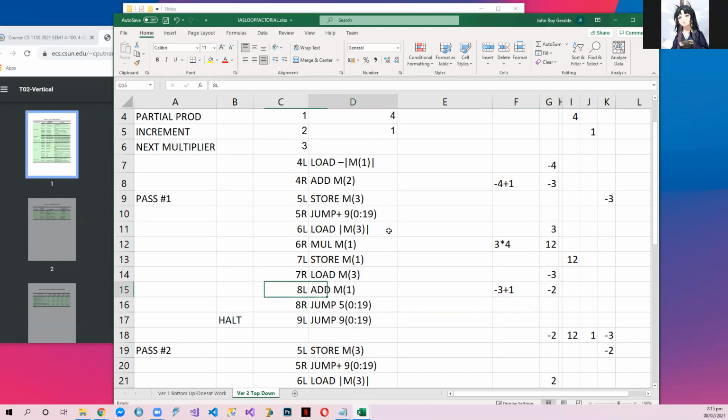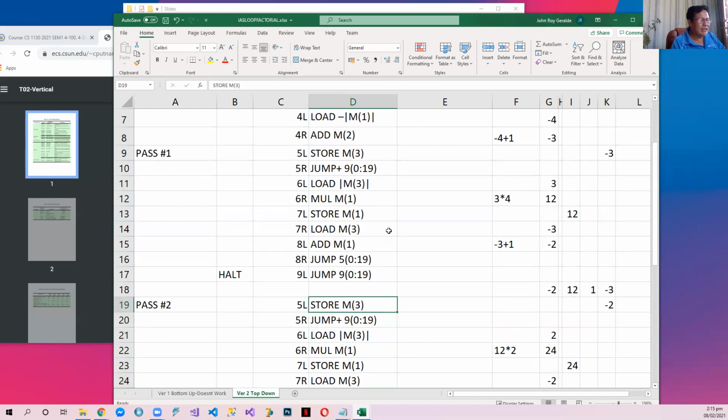We just jump back. We just jump back to 5L. There's no condition. We are going to force jump back to the head of the loop. Do you follow? Take note, there's no condition anymore. We just go back to the top, which is store M3. Store M3. So the value of the accumulator is -2.